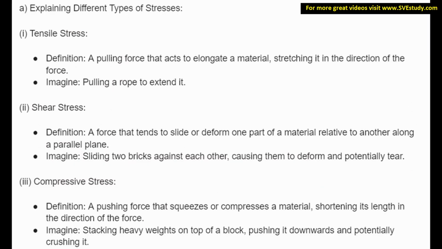A. Explaining different types of stresses. 1. Tensile stress. Definition: a pulling force that acts to elongate a material, stretching it in the direction of the force. Imagine pulling a rope to extend it. 2. Shear stress. Definition: a force that tends to slide or deform one part of a material relative to another along a parallel plane. Imagine sliding 2 bricks against each other, causing them to deform and potentially be damaged.